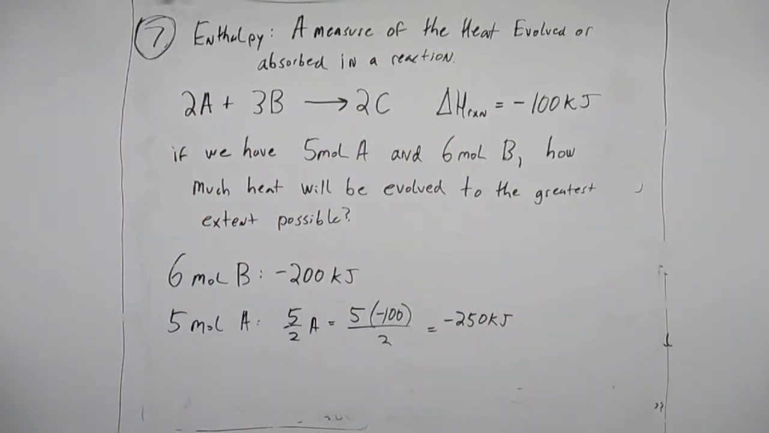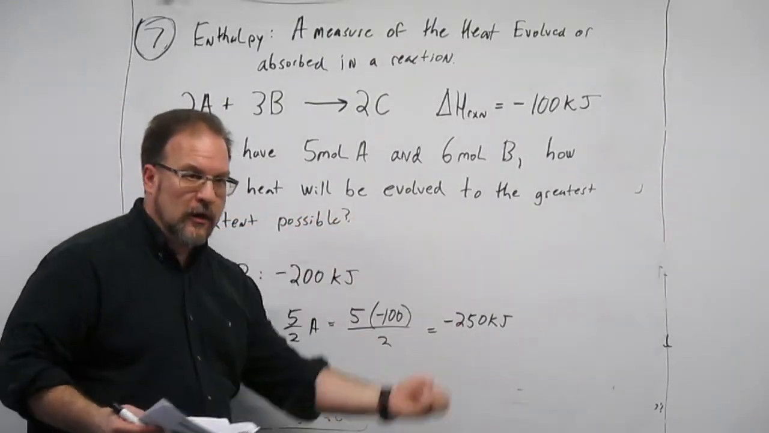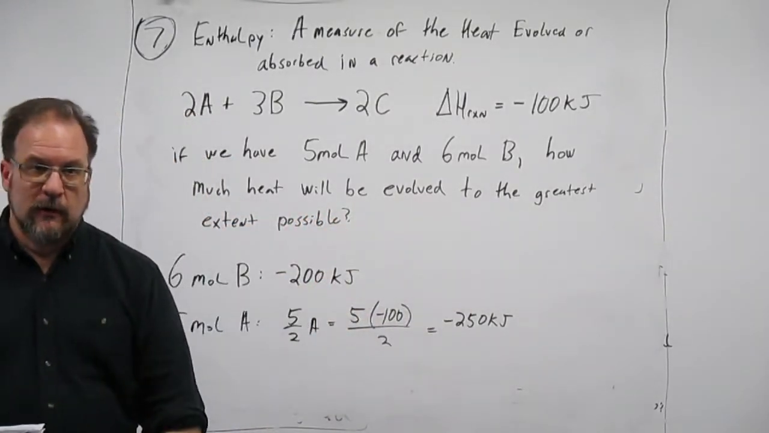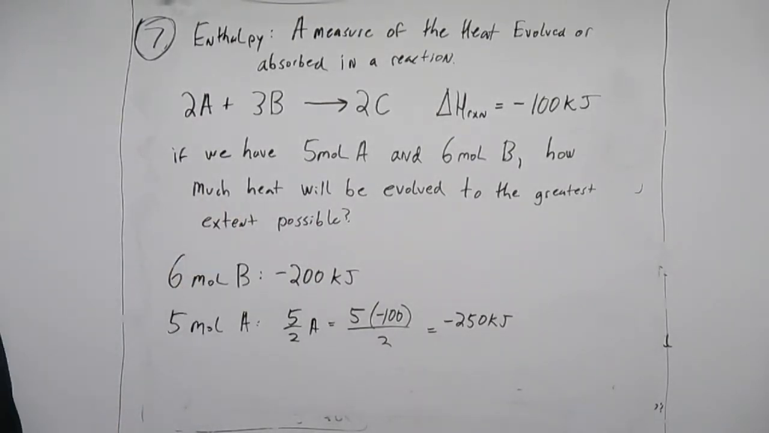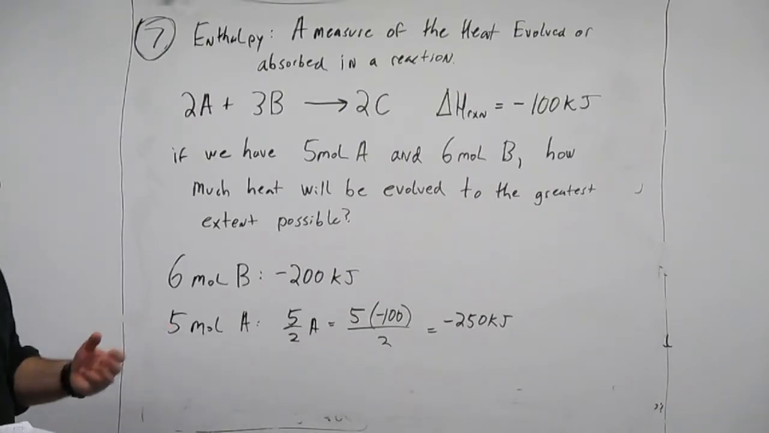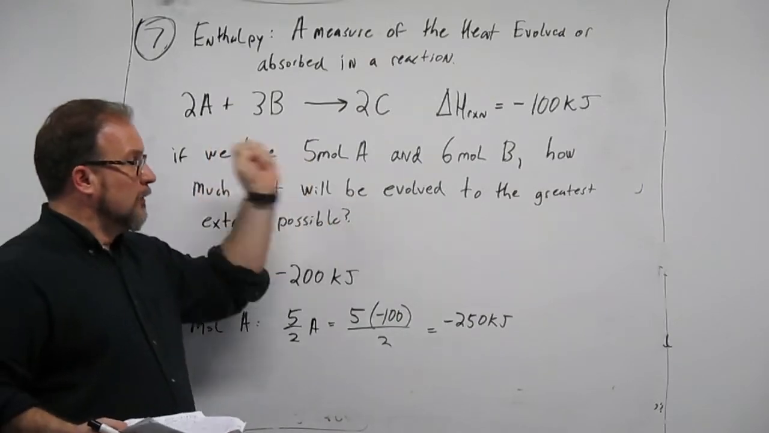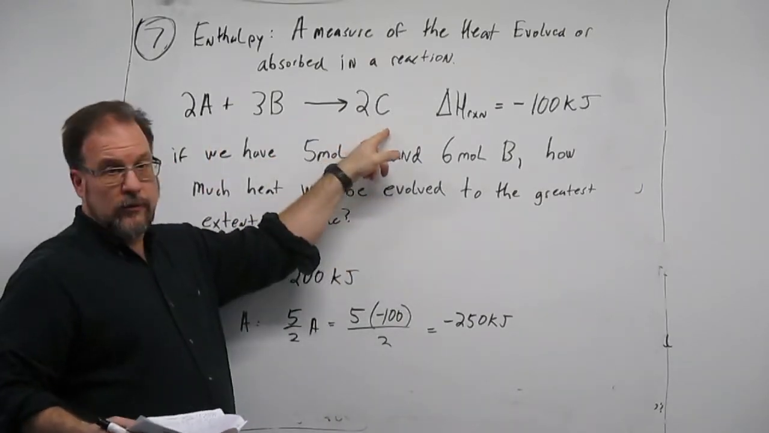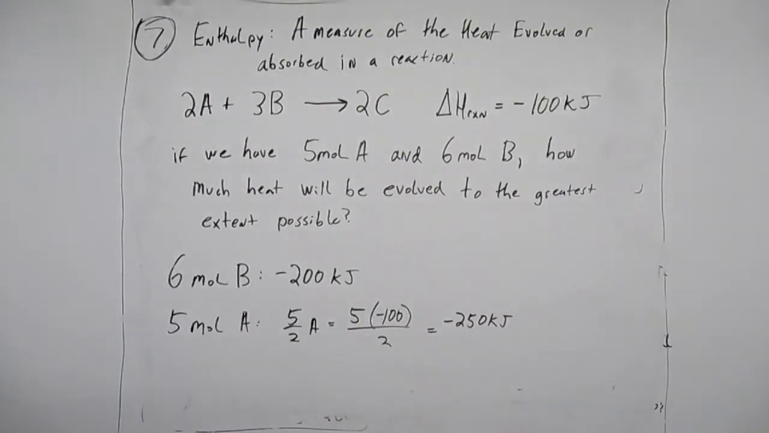Now, this question is tricky because it says how much heat will be evolved. What does evolve mean? It means come up out of the reaction. When I have negative 100 kilojoules, what does that tell me about the reaction? Is it exothermic or endothermic? Exothermic, and that tells me that the energy comes up out of the reaction. When I have 2 of A plus 3 of B, and they react, energy comes out and I produce 2 of C. That's what the negative sign means. That's what evolved means as well.